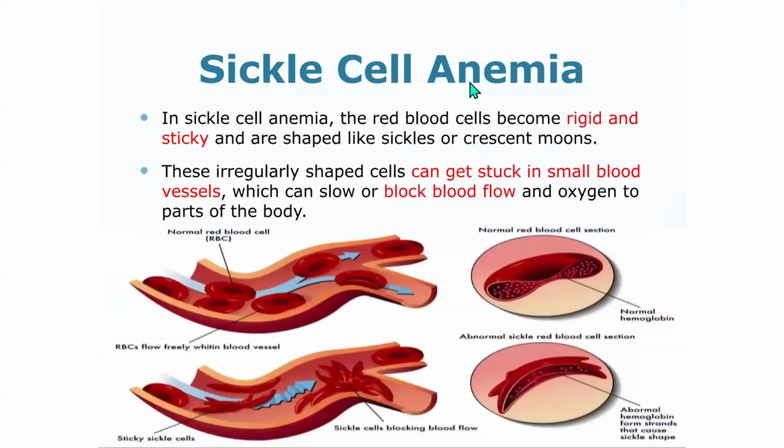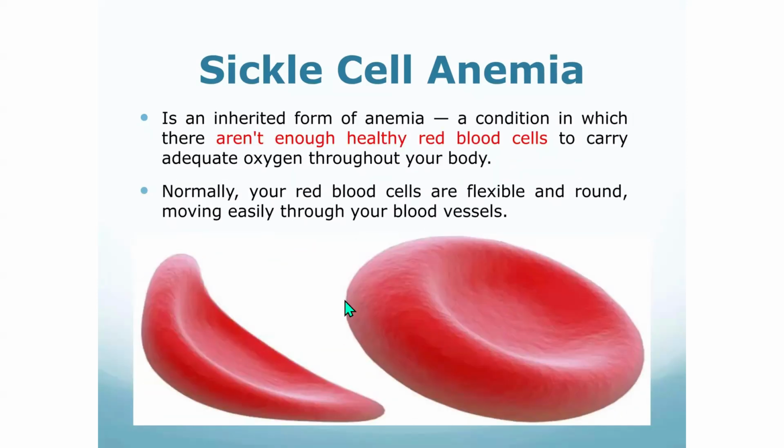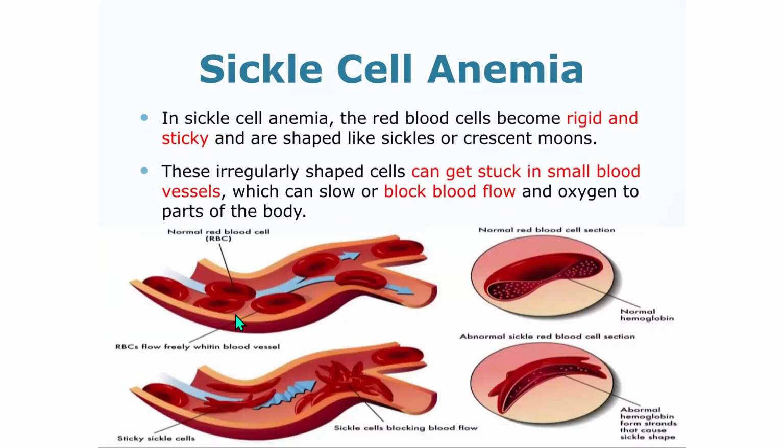In sickle cell anemia, the red blood cells become rigid and sticky and are shaped like sickles or crescent moons. So in a sickle cell, the red blood cells become very rigid, sticky, and are shaped like sickles or crescent moons. I think you can clearly see here.